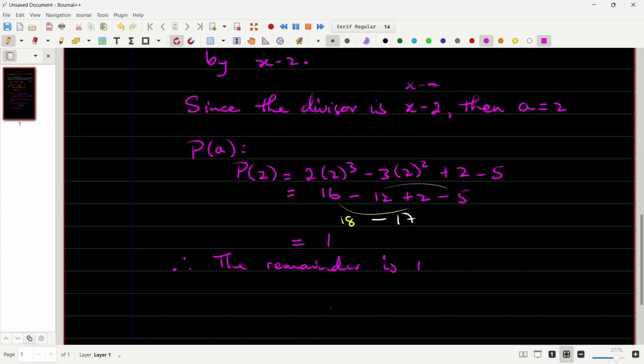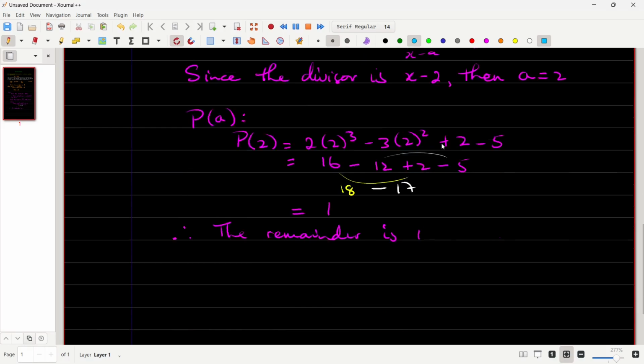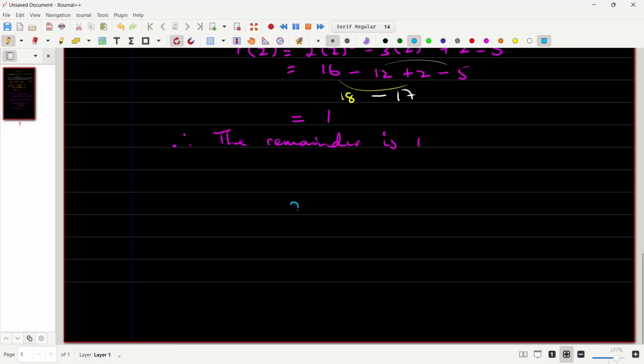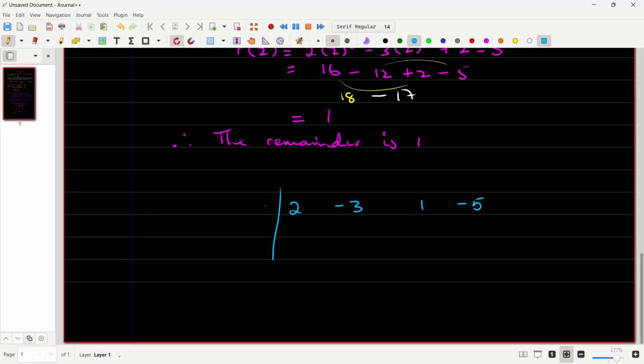So we have, I'm going to put that in blue. So I'm going to take the same thing here: 2, negative 3, 1, negative 5. And then I'm going to do the synthetic division, and the division is going to be with a equal to 2. So 2 outside here.